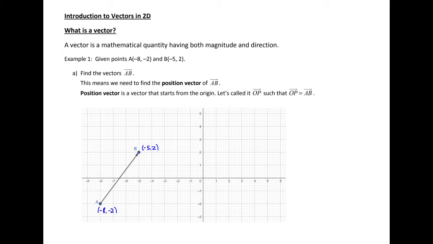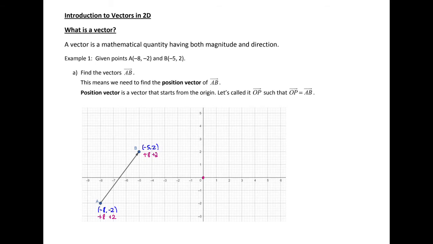Let's take a look. In order for point A to move to the origin, I have to move 8 units to the right and 2 units up. Then we will need to do the same thing for point B: 8 units to the right and 2 units up. So we're going to have (0, 0) for point A now. Let's call it O. And point B will become (3, 4). That becomes P.